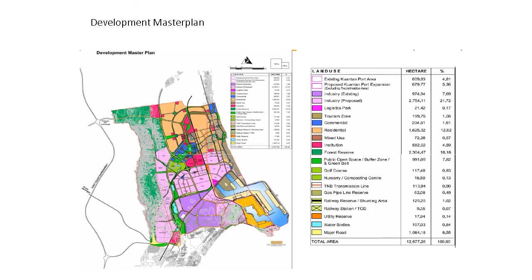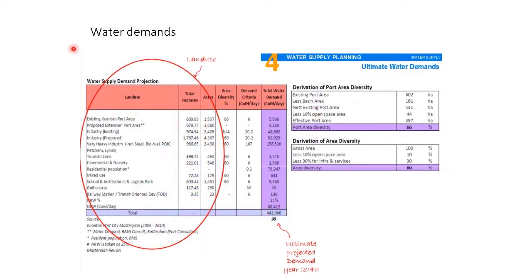Water reticulation system biasanya dah ada dalam development master plan. So dia dah fokus untuk 20 years in the future. Macam mana penggunaan air untuk negara lah, for example. This is the estimated water demand.